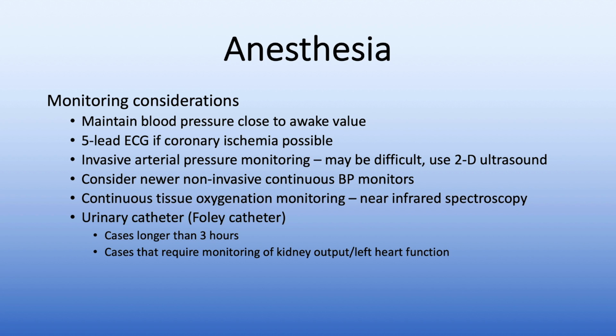There are newer non-invasive continuous blood pressure monitors that provide a beat-to-beat blood pressure, but they're generally only available for patients that weigh 40 kilos or 88 pounds or more. So the small kids and the babies don't really have another kind of equivalent monitor. We like to use continued tissue oxygenation monitoring, or NIRS, near-infrared spectroscopy. It tells us how much oxygen is going to various tissues with patches that are placed on the skin. And then Foley catheters give us an idea of how the kidneys are being perfused by measuring urine output.